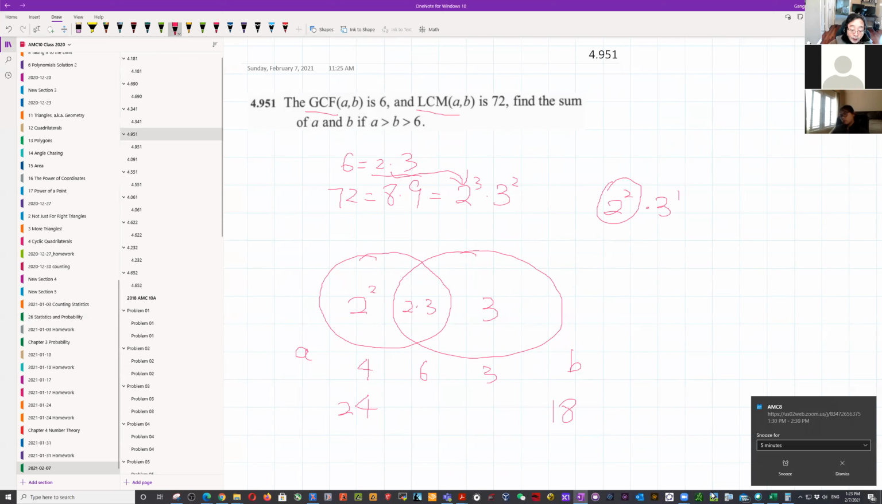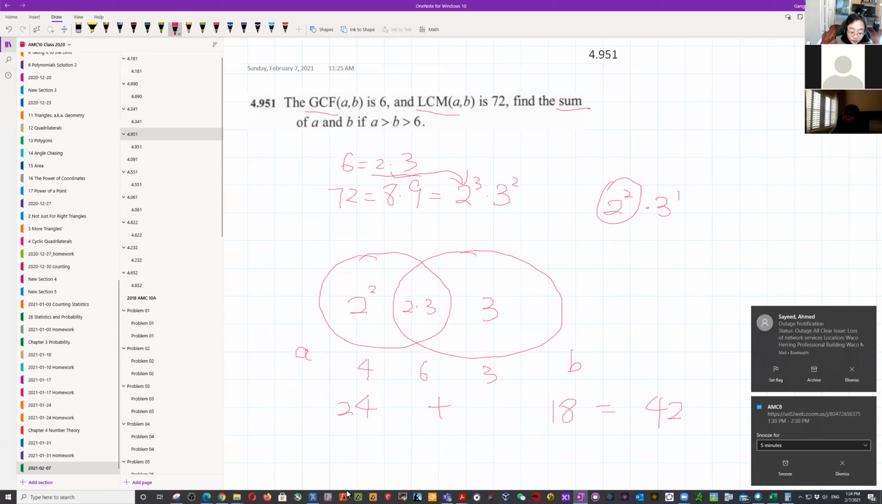So 4 multiplied by 6 equals 24 and 3 multiplied by 6 equals 18. And if A equals 24, it actually satisfies the inequality. So we are able to satisfy all the needs of the original statement. And given this information, we are asked to find the sum. We just need to add up A and B. And adding them up, 24 plus 18 equals 42. So 42 is our answer.